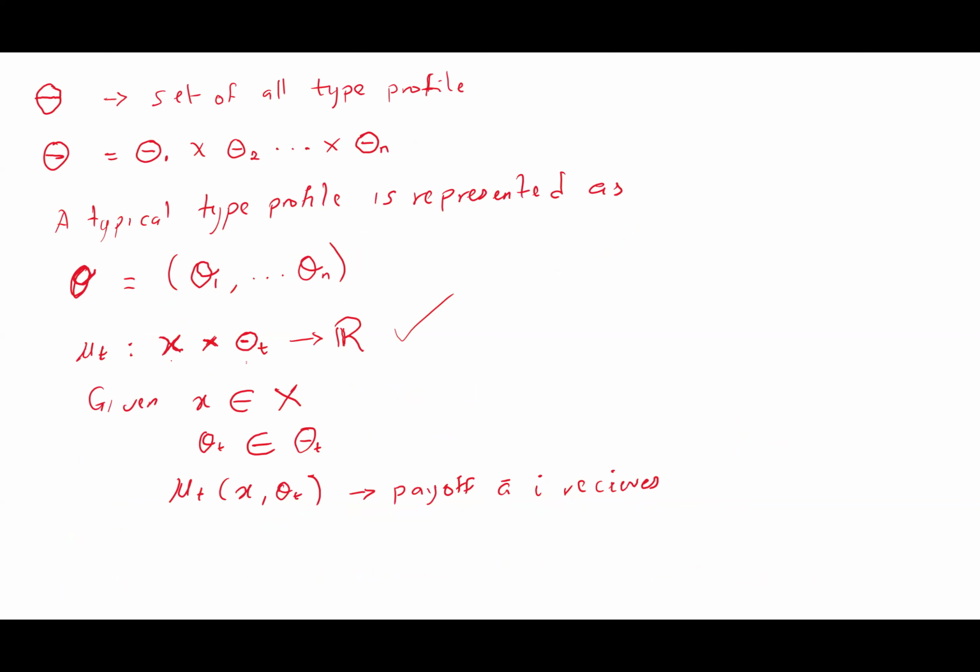So if there are n players, we would have the set of private values for the first player, the set of private values for the second player, the set of private values for the third player, and so on up to the nth player. So a typical profile of one person looks like this one. You have your first preference, your second preference, your third preference, and so on and so forth. I hope you get it.